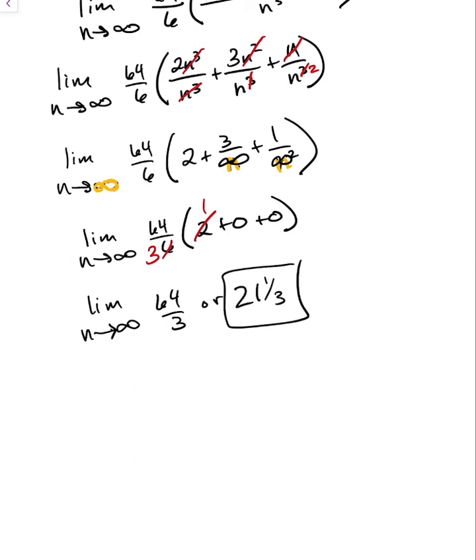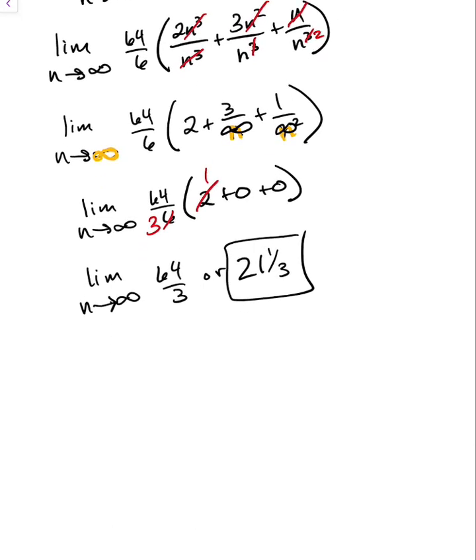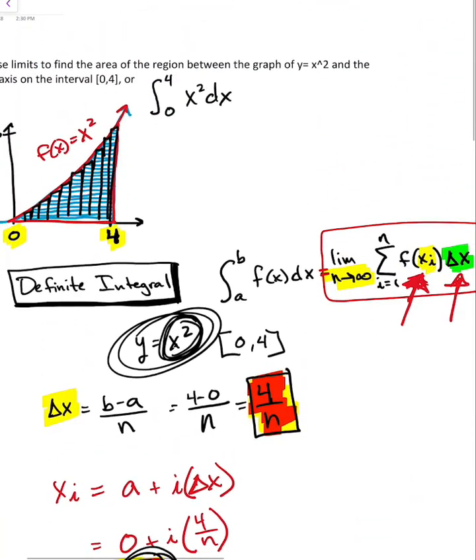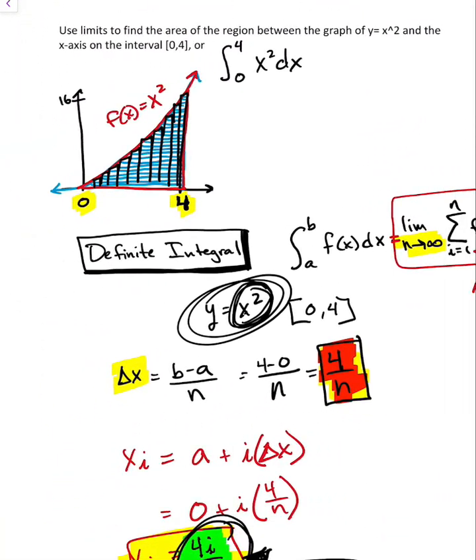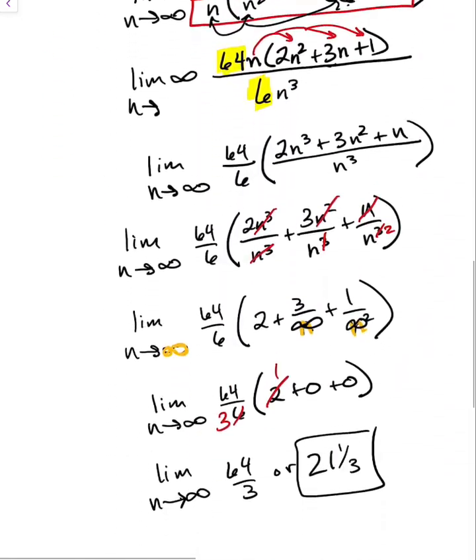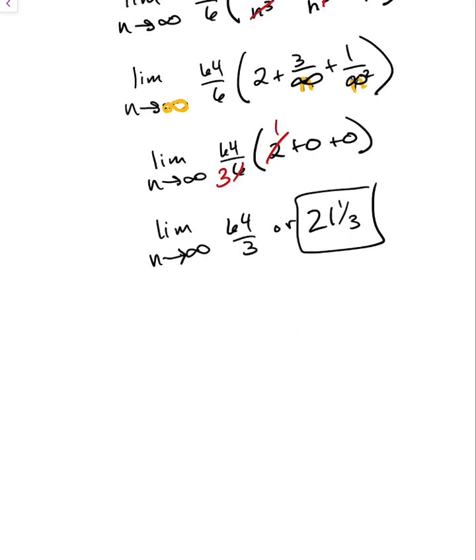What does that number mean? Okay, what does that number mean? All that means is that the area underneath this curve, if you remember from the beginning, the area underneath this curve, okay, this curve right here, is, after all that work, 21 1/3 square units.